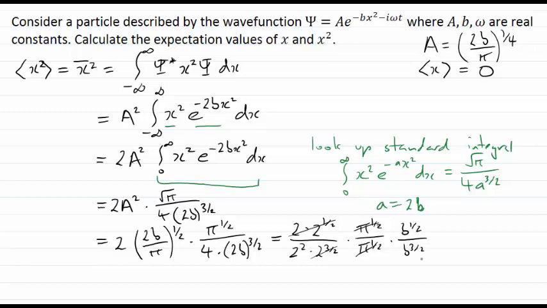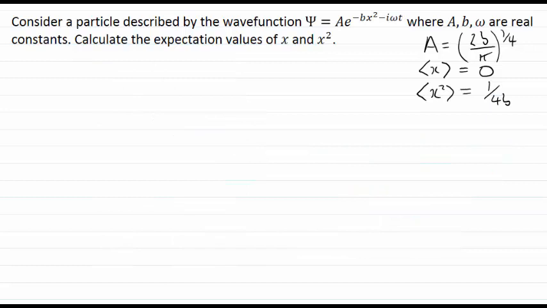And you should be able to see there that I'm going to end up, in fact, with that half and that 3/2 will just give me 1 over b. So my final answer here is actually 1 divided by 4b. That's the expectation value of my square of position: 1 divided by 4b.